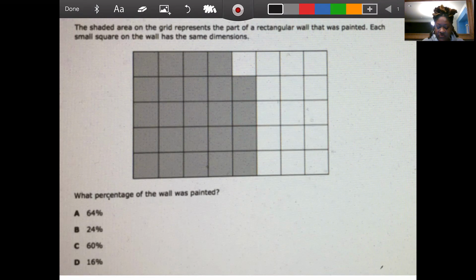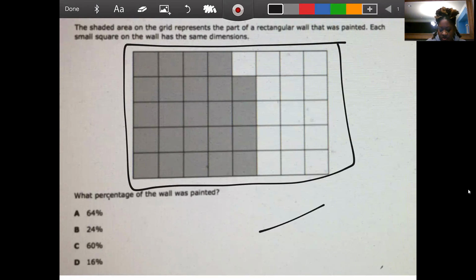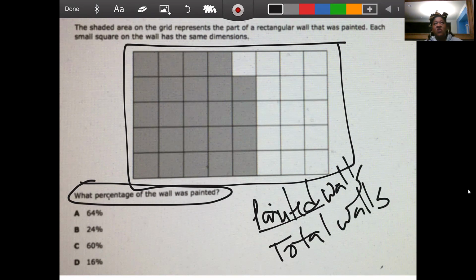The shaded area on the grid represents the part of a rectangular wall that was painted. Each small square on the wall has the same dimensions. So remember, whenever you see a whole of anything, a total, that's what you're going to get, okay? And in this case, it's asking for what percentage of the wall was painted. So the painted walls over the total walls. Your total always goes at the bottom, and whatever you're talking about or trying to find goes at the top, okay? So make sure you count the painted walls and the total walls and convert that to a percent.